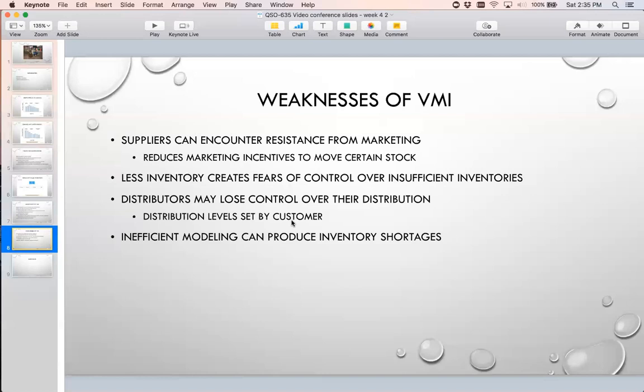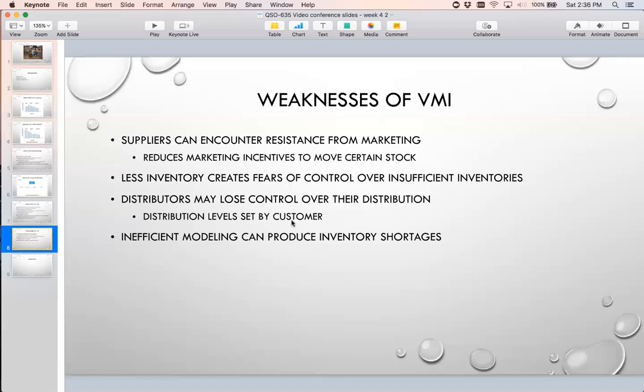So marketing in general has shown, there's some examples like Barilla Pasta had this problem where they went to a VMI and their marketing almost rebelled because all of a sudden their incentive structures went away. And this is a problem with lean supply chains in general. If you want to know more about this, look up lean supply chains and marketing, and it'll give you some more details on how this works.